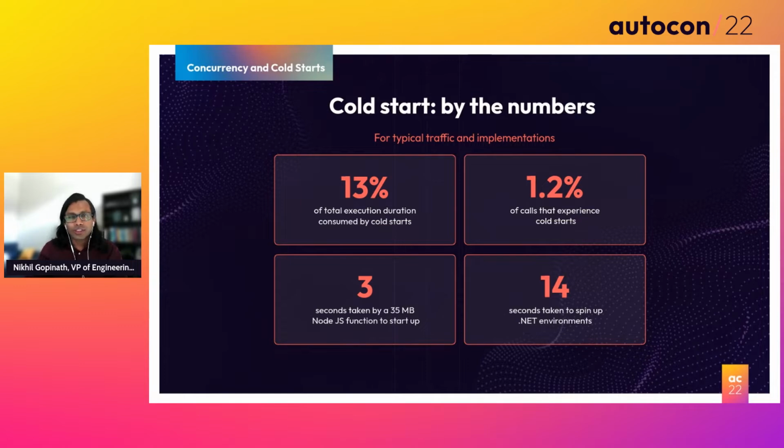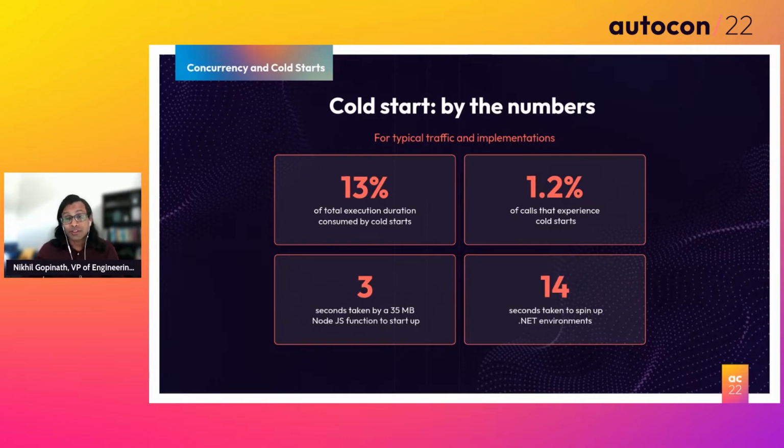Now, just to look at cold starts by the numbers. From our analysis, we have found that up to 1.2% of invocations are actually cold starts in any given typical implementation with a decent enough invocation seasonality and variation in the number of invocations. But that 1.2% of calls that's causing a cold start has been seen up to 13% of the total execution time. So you're spending 13% of your time just getting the Lambda to be ready to execute.